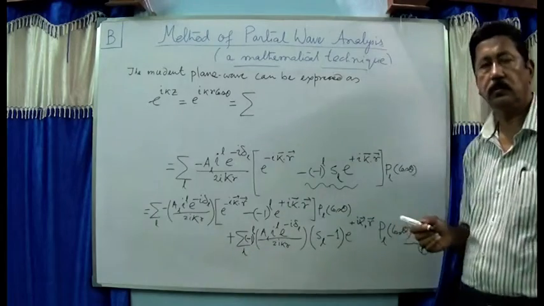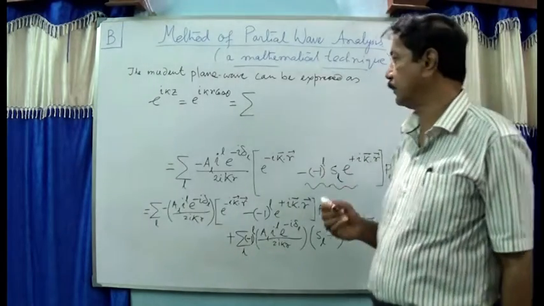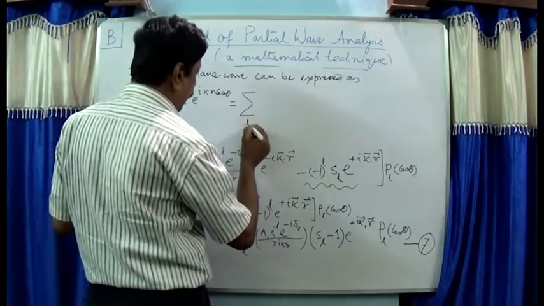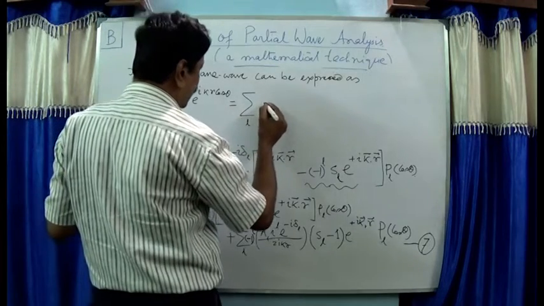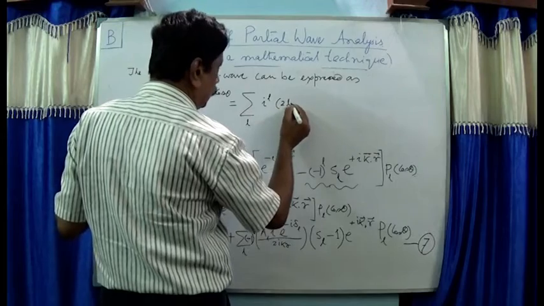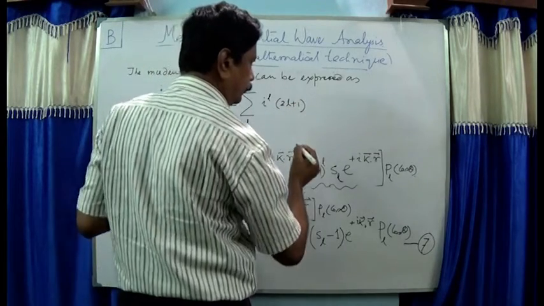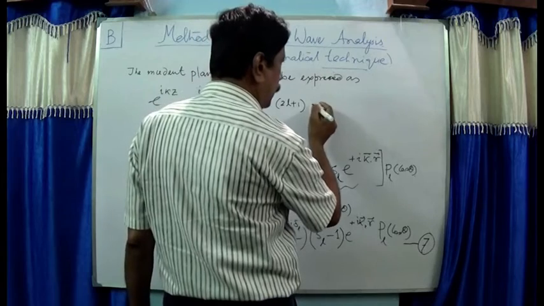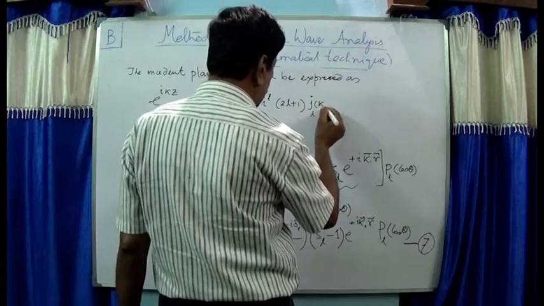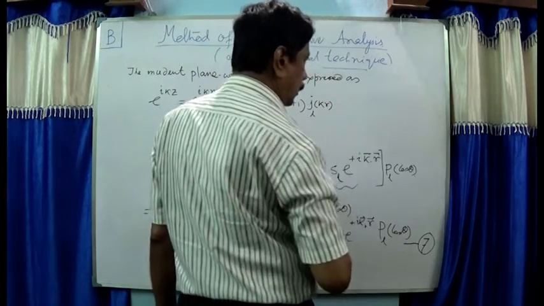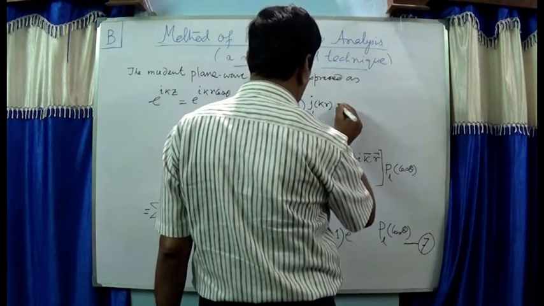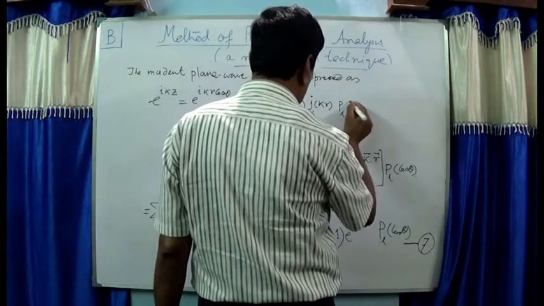Already you know from your mathematical physics classes that this can be expressed or written as sum over L, i to the power L, twice L plus 1, j_L(kr) and your P_L cos theta, j_L(kr) P_L.